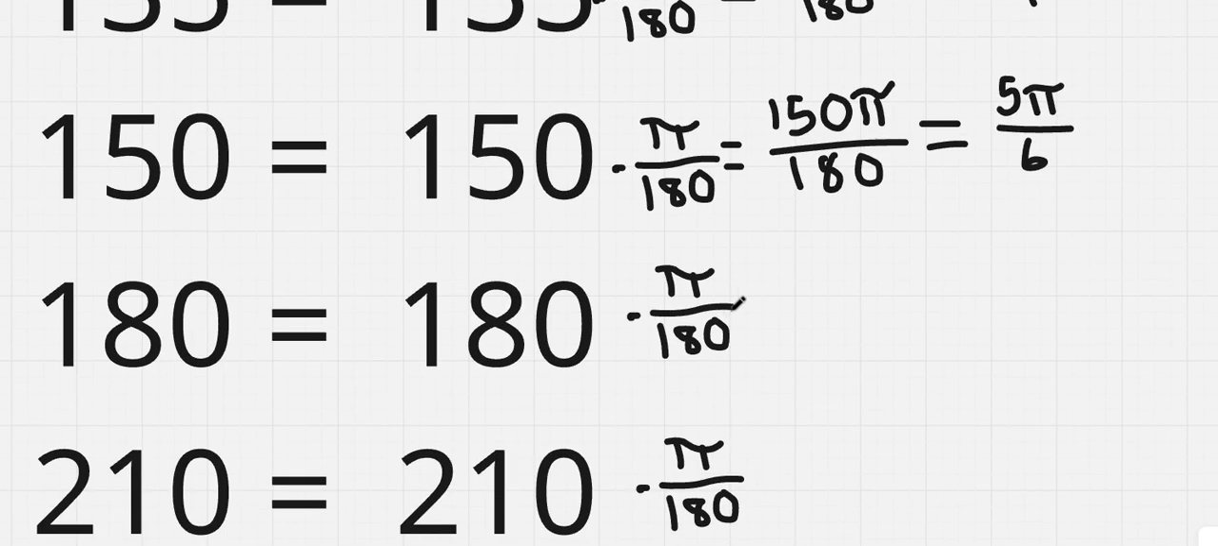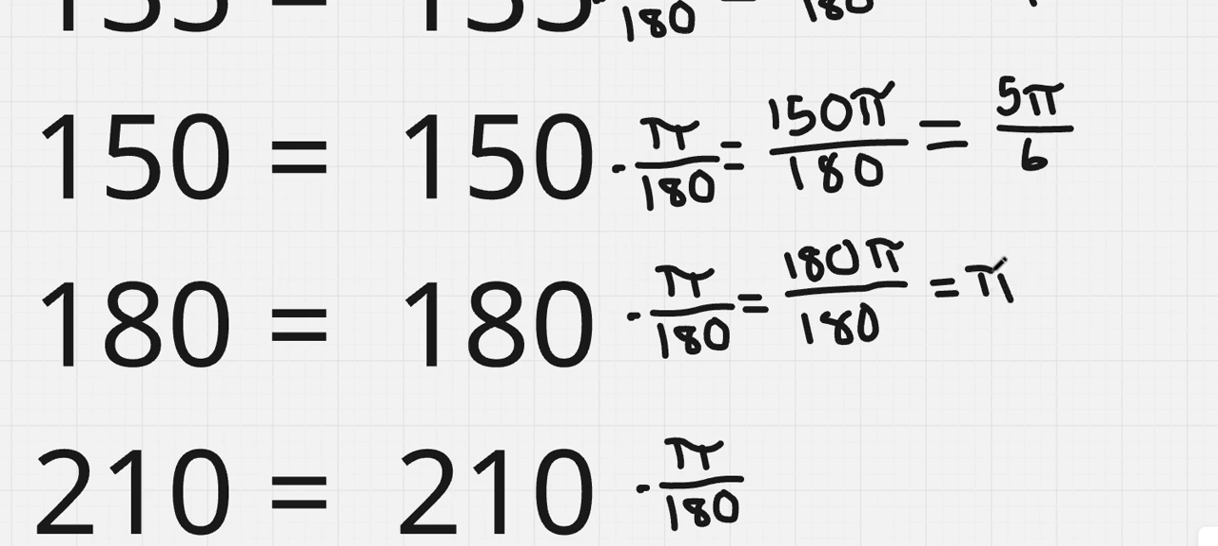Our next measure of degree is 180 degrees. 180 degrees converted to radians is 180 pi over 180. Our greatest common factor between 180 and 180 is, of course, 180. So we divide both the numerator and the denominator by 180, and we're just going to end up with pi.